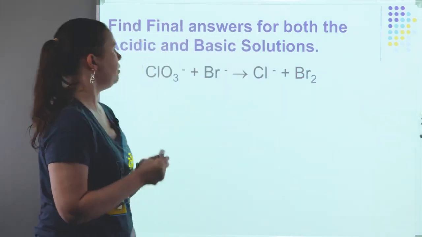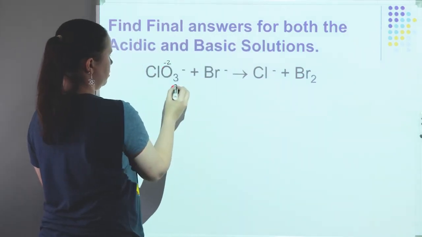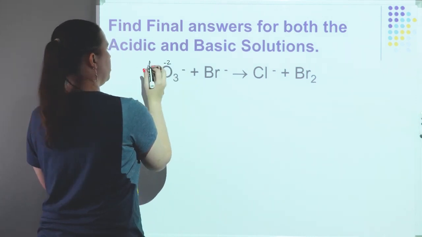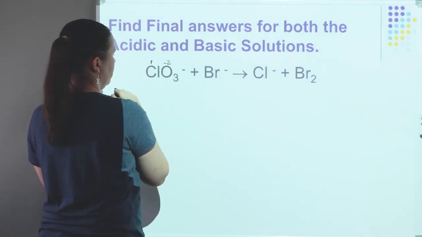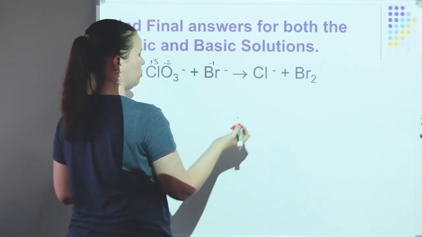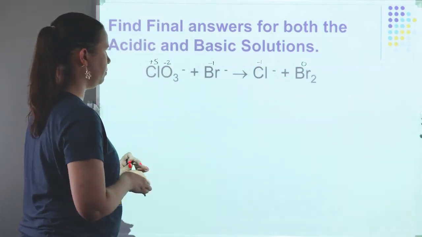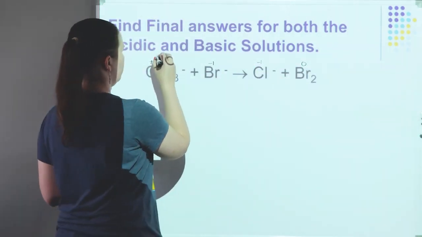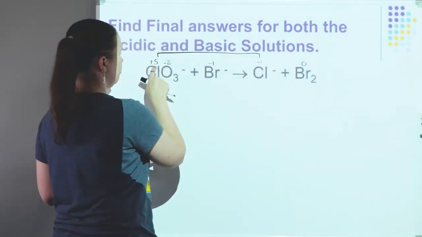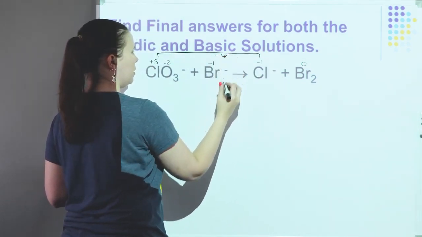So we always start with our oxidation numbers. So the oxygen is -2, this will be -6, and I want a -1 left over. So the chlorine this time will be a +5. The bromine is -1, chlorine -1, and bromine diatomic would be 0. So my change is from the chlorine of +5 to -1. So that would be a drop of 6.